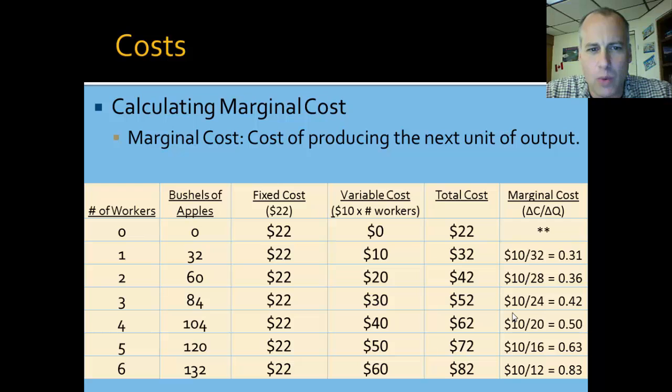If we hired a second worker, our cost increases from $32 to $42. We hire another worker, so our additional cost is $10. We get 28 extra bushels of apples, so this is an increase of 36 cents per bushel. The marginal cost of a bushel of apples then is 36 cents. We can do this all the way down the line. Worker number 6 costs us $10, increases our output from 120 to 132. Take the $10 increase in cost, divide by the 12 additional apples, and we see that 83 cents is the marginal cost associated with the apples picked by worker number 6.